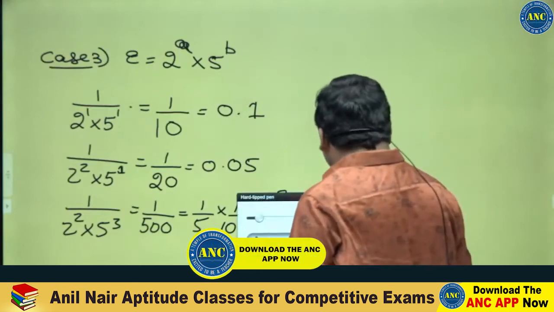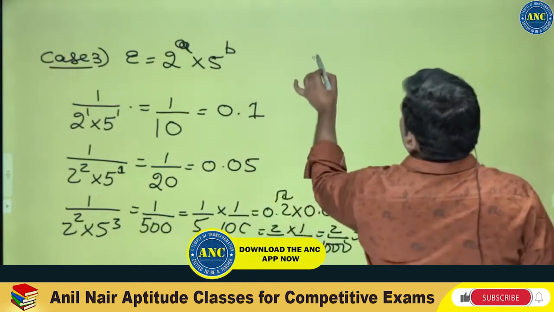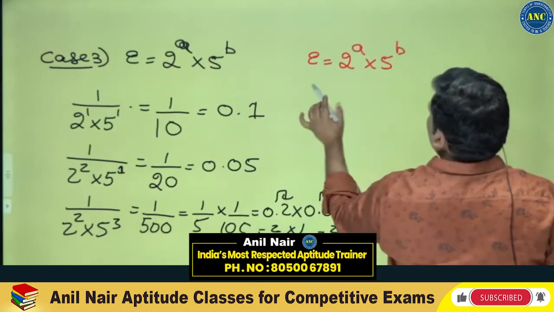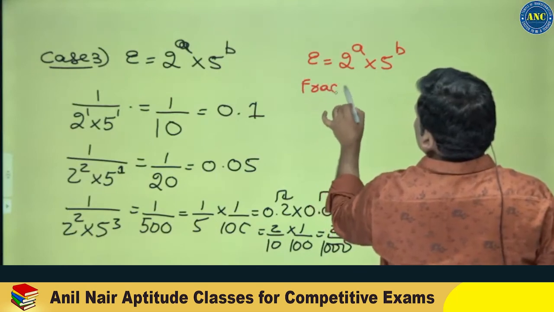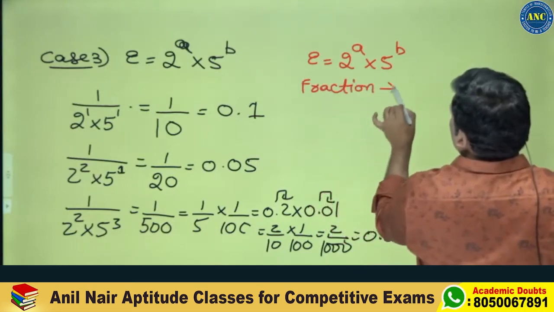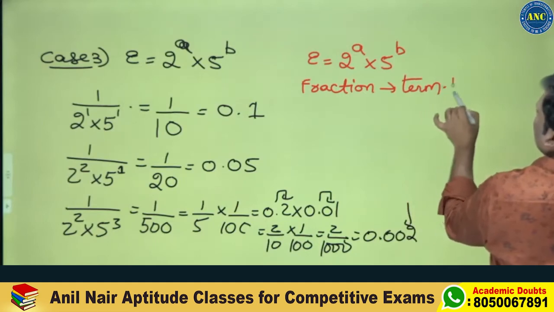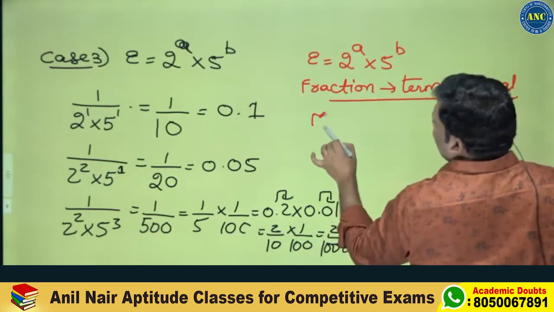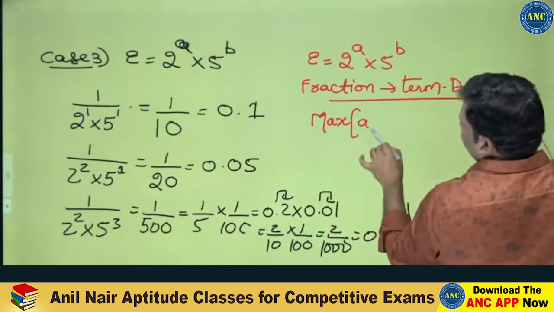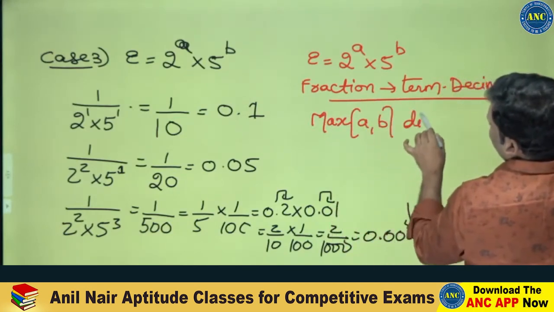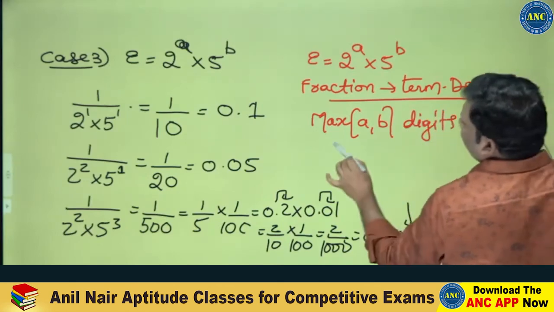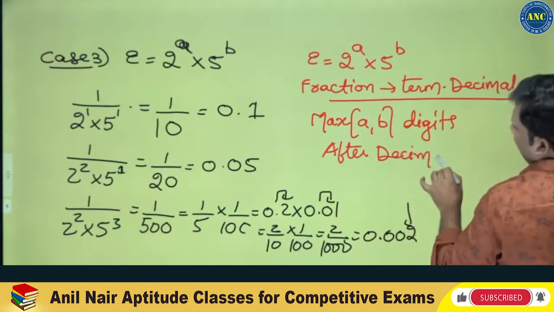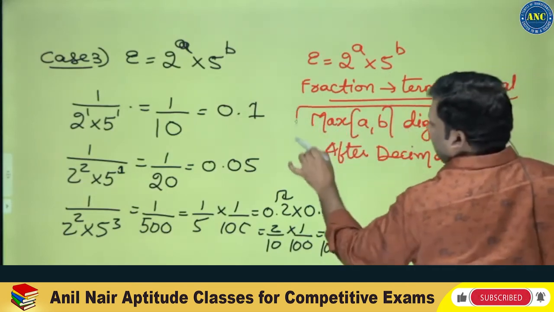Very, very important key point. If Q is 2 power A into 5 power B, a fraction will result in a terminating decimal with maximum of A comma B digits after the decimal. I hope the idea is clear.